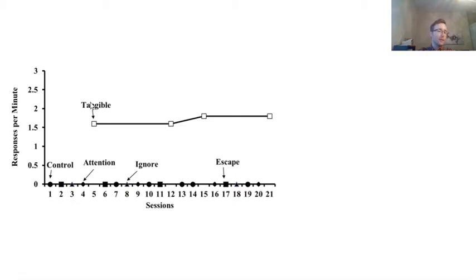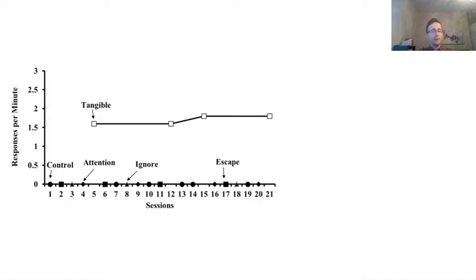Okay, so for example, the tangible condition represented by the open square was a test for challenging behavior maintained by continued access to preferred tangible items. And in the closed diamond data path, we tested for attention maintained challenging behavior. In the closed triangle data path, we tested for automatic reinforcement of challenging behavior in an ignore condition. And then in the closed square data path, we tested for an escape function of challenging behavior.